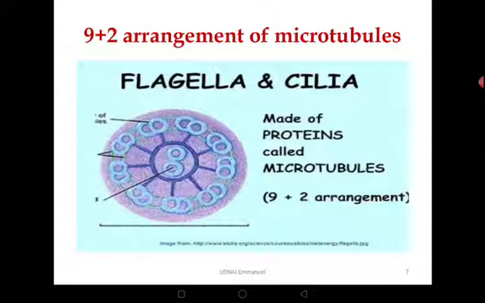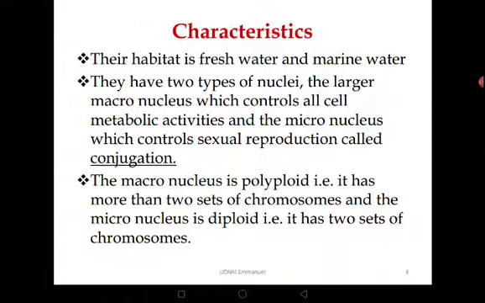So we had talked about the 9+2 arrangement of microtubules in their flagella and cilia. You can look at that structure there. You realize that the microtubules are arranged in a 9+2 fashion, whereby there are 2 in the middle and then 9 pairs around in the periphery. So that one is what we call a 9+2 arrangement, that pattern of arrangement of microtubules in flagella and cilia. Okay, other characteristics.